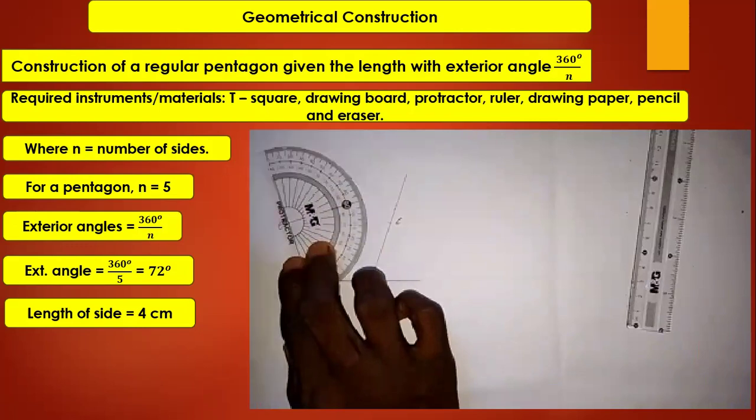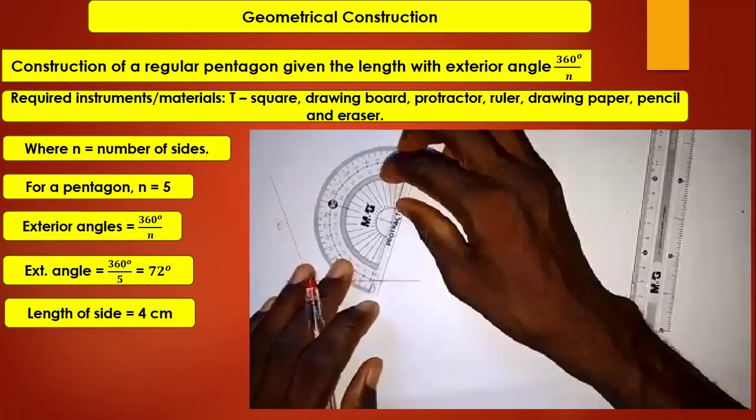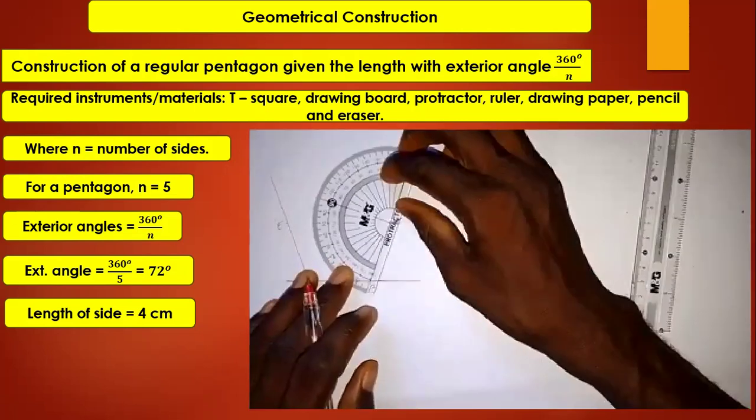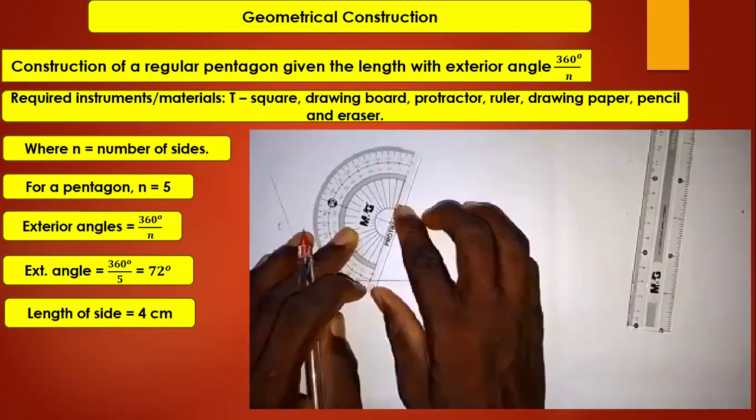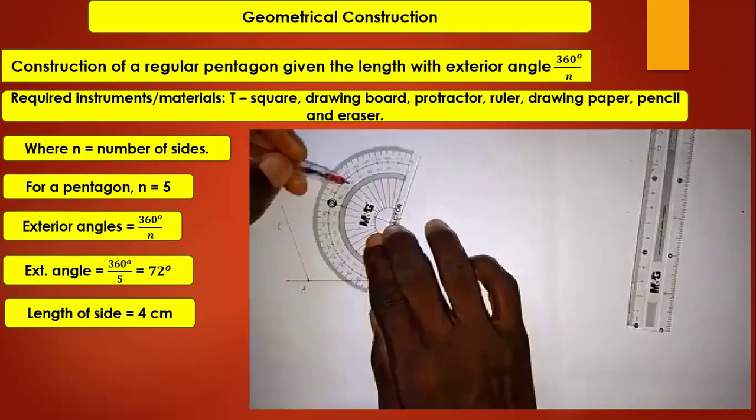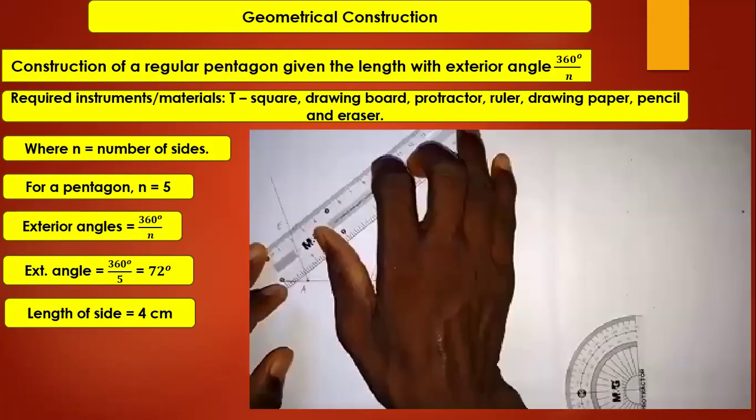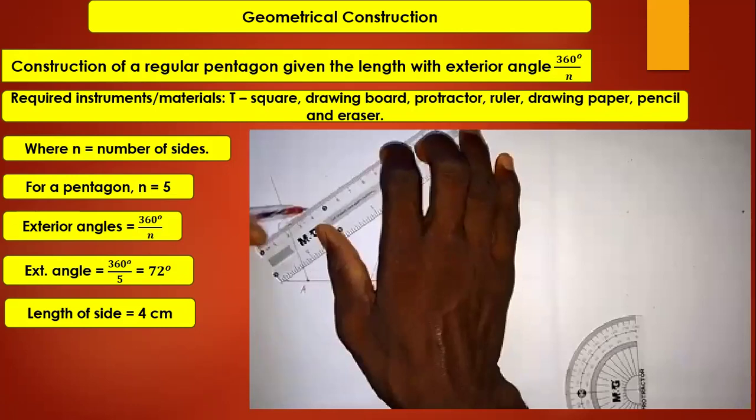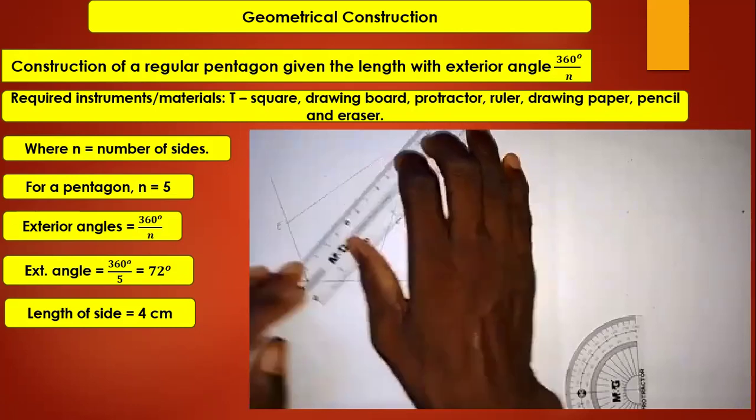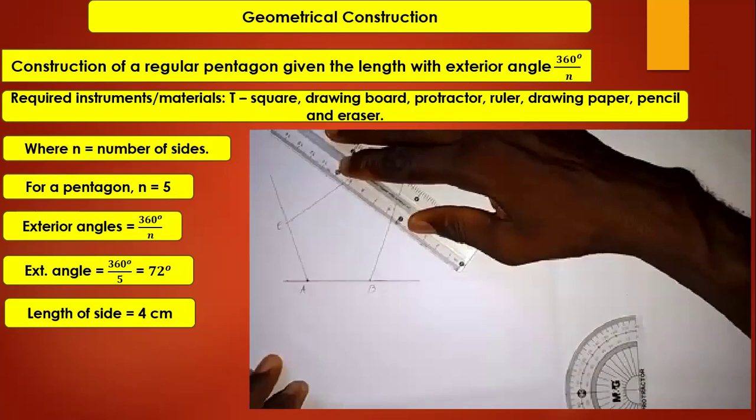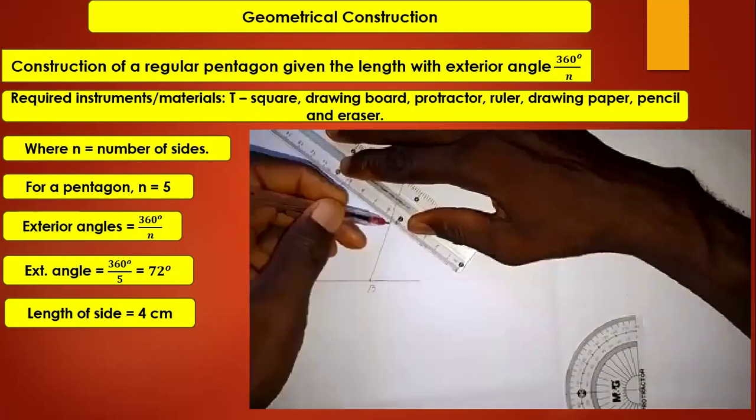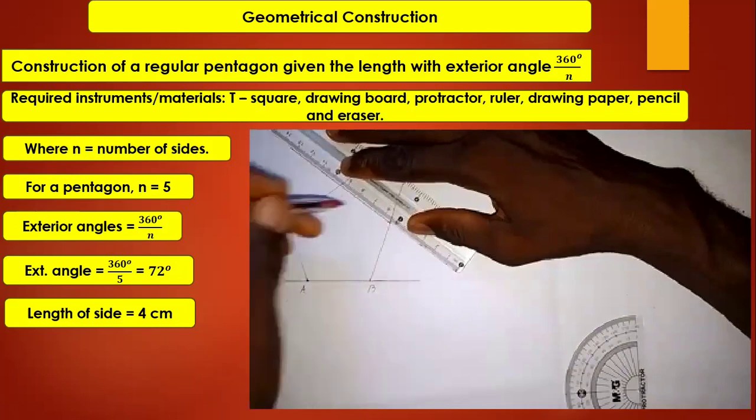Okay, so now set it on point C and make sure the line is on line BC like this. Then you have to read 72 from here down. So this is 70, then here we have 72. So put a dot on the paper. Next, from point E, I'm drawing a line through this point on the paper, and also from point C, I'm drawing a line through this point on the paper. Okay, so we have formed the pentagon.